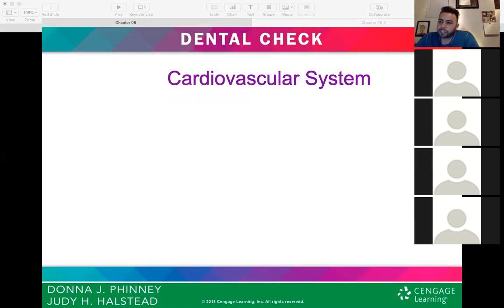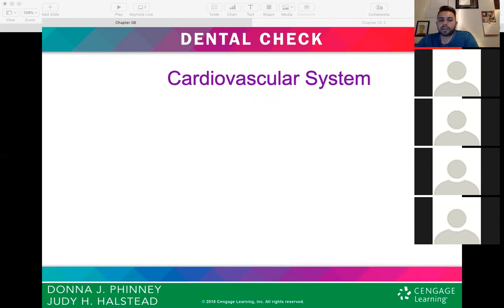All right, another dental check. Why must a dental assistant be alert to cardiovascular emergencies in the dental office? So if you have a patient that you're seeing, why do we have to care about any heart emergencies? Maybe like strokes or heart attacks. You don't want to have anybody have any type of stroke or heart attack in that chair, right?